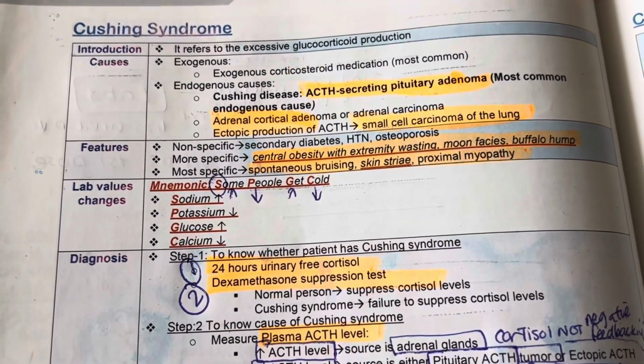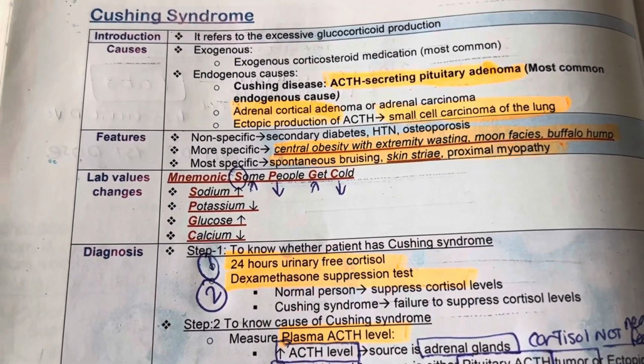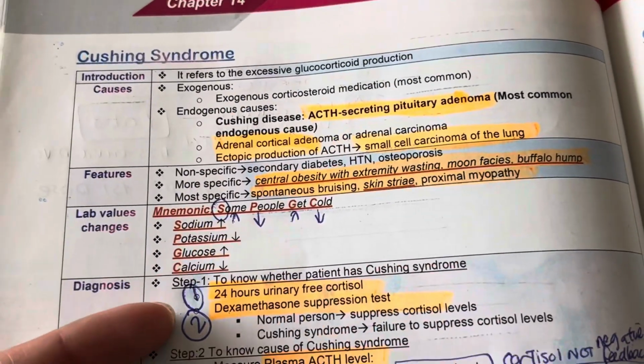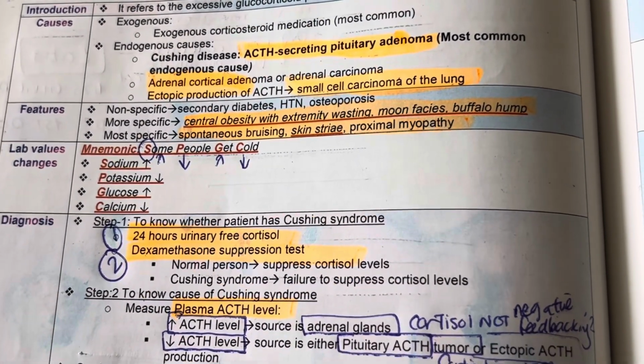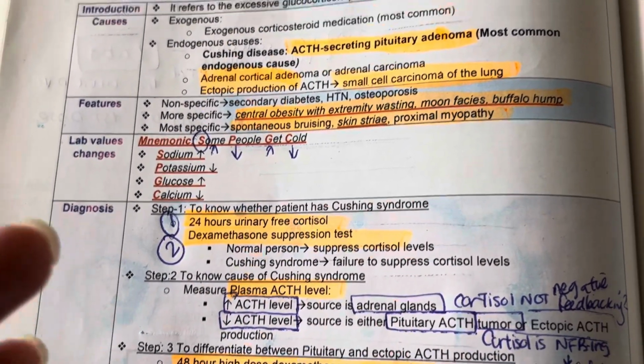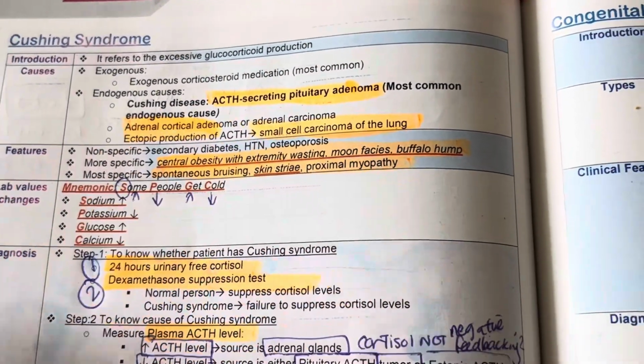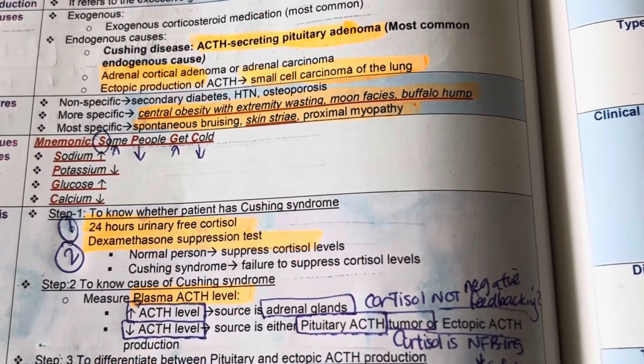an adrenal adenoma or an adrenal carcinoma. Something higher up in the pituitary gland, which would be a pituitary adenoma, which is an ACTH secreting tumor, or it will be an ectopic secretion of ACTH by small cell lung cancer.